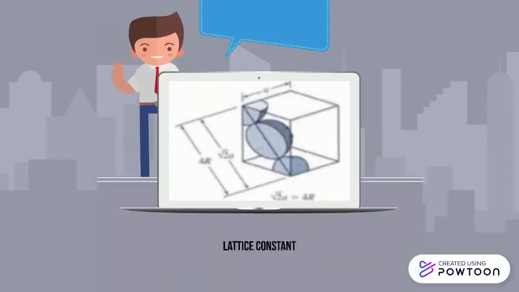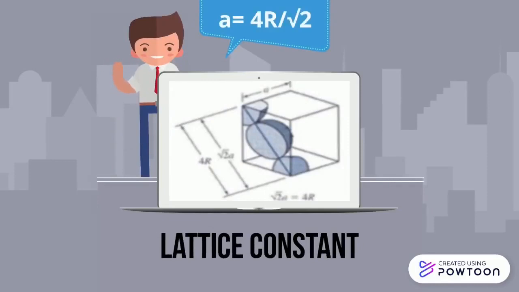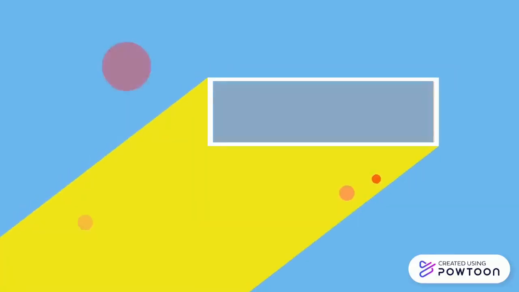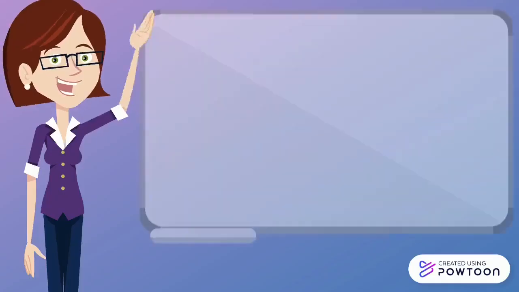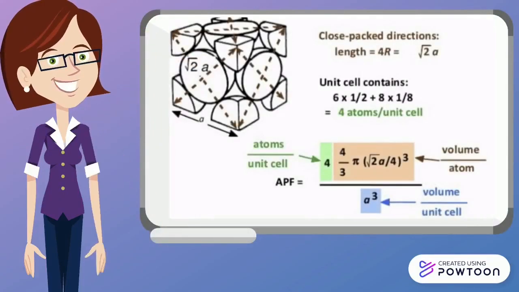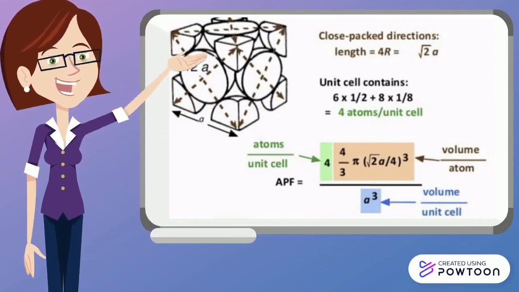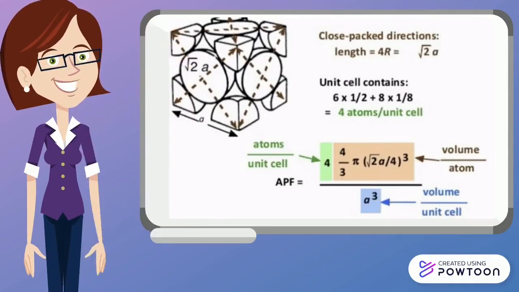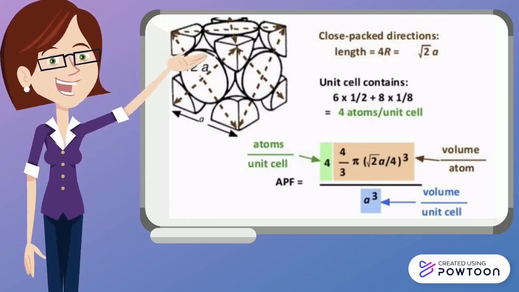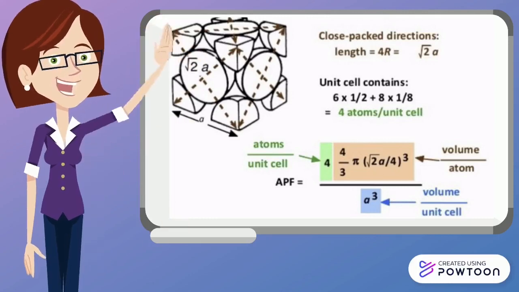This is the formula for lattice constant: a equals 4R divided by square root of 2, and square root of 2 a equals 4R. This is the formula and calculation of APF of FCC structure. As we know, the unit cell contains 4 atoms per unit cell. APF is equal to atoms per unit cell times volume per atom divided by volume per unit cell.